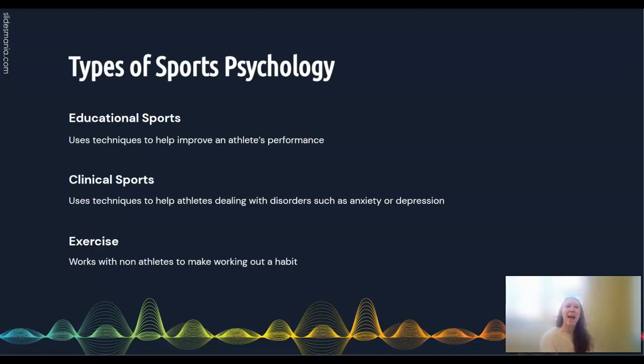And then lastly, we have exercise sports psychology. And so exercise psychologists are going to be looking at the wider population. It's the health psych side of sports psychology, where we know that exercise is really beneficial in a whole host of ways. We've talked about some of those this year.